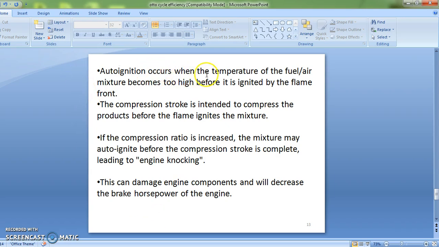Auto ignition occurs when the temperature of the fuel and air mixture becomes too high before it is ignited by the flame front. The compression stroke is intended to compress the product before the flame ignites the mixture. If the compression ratio is increased, the mixture may auto-ignite before the compression stroke is complete, leading to engine knocking. This can damage engine components and will decrease the brake horsepower of the engine.